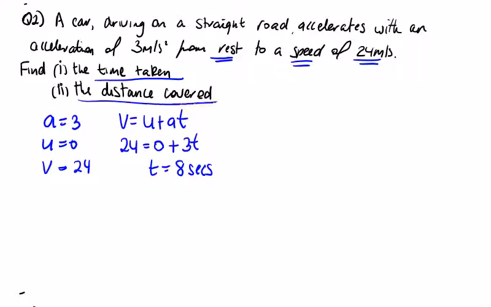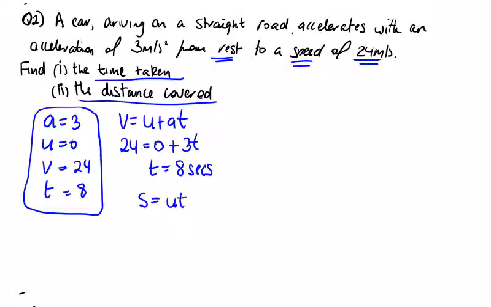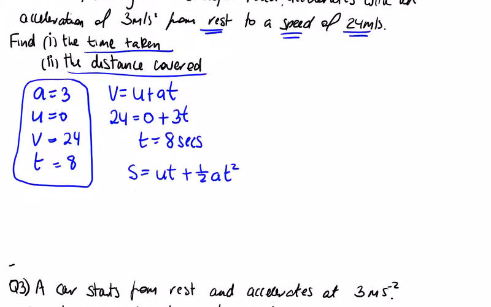And then the distance covered, s. We have just put down here, we have t as well. There's 5 unknowns. We now have 4 of them, so we can use either of the s formulas. S is equal to ut plus a half at squared could be one of them that you could use. So s is equal to 0 plus a half by 3 by 8 squared. You could write 64 in there if it helps. So we have half of 64, which is 32, times 3, which is 96 meters.